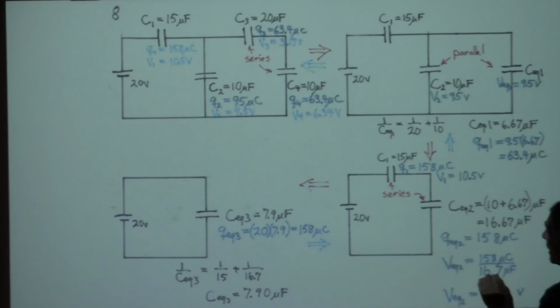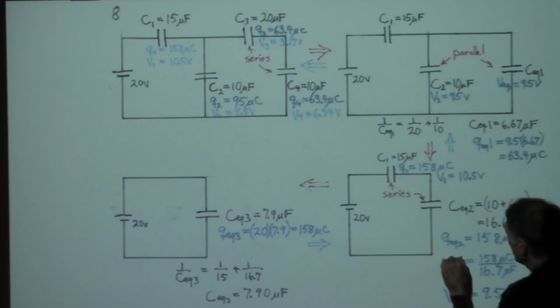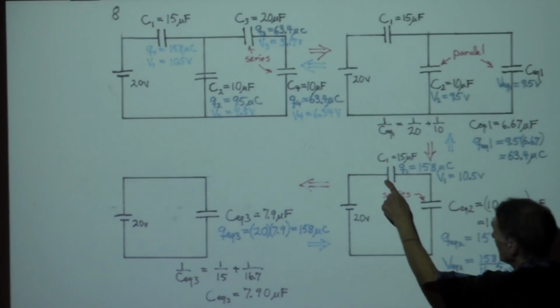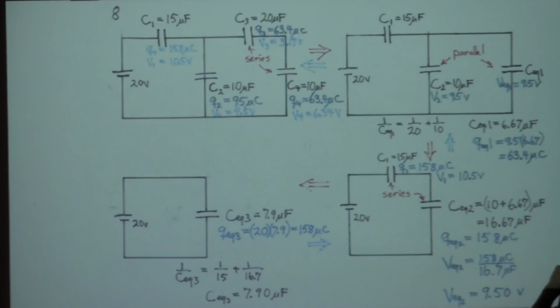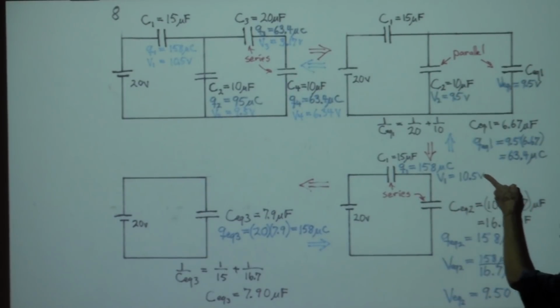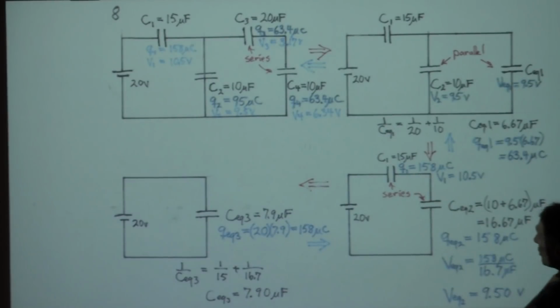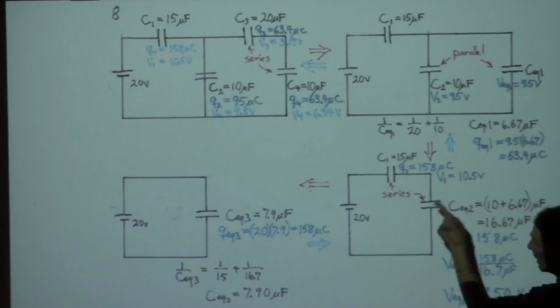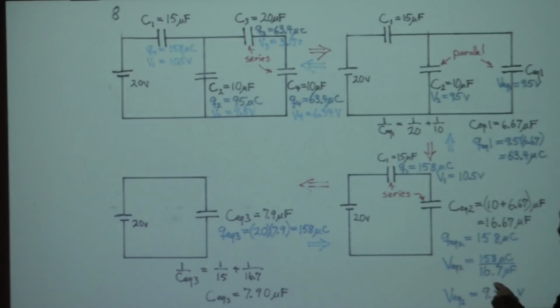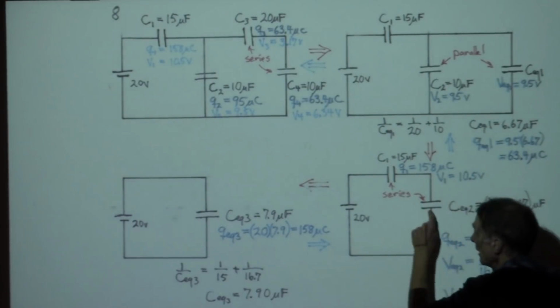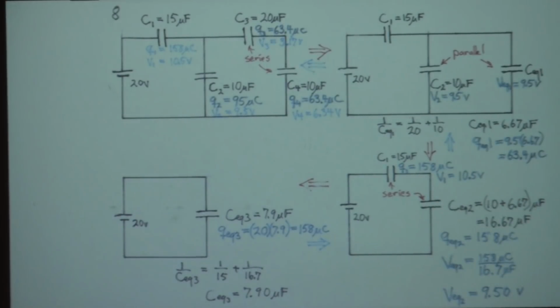I also have the charge on this capacitor along with its value. I can get the voltage on that. You will notice that these two voltages in series should add up to the source voltage, 20 volts. And if you take 10.5 and 9.5, those voltages add up to the 20 volts. And so that's just kind of checking my work.